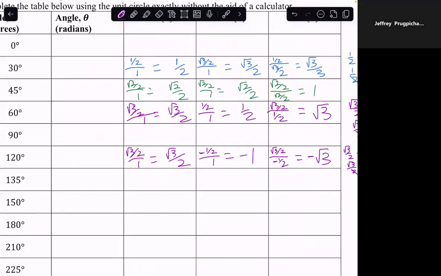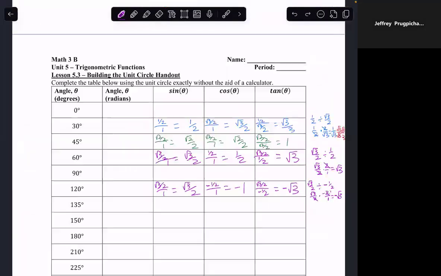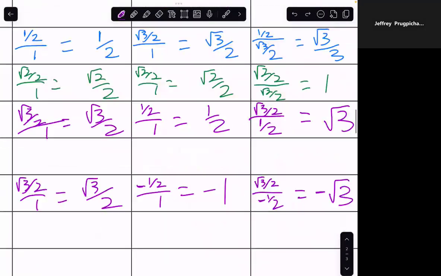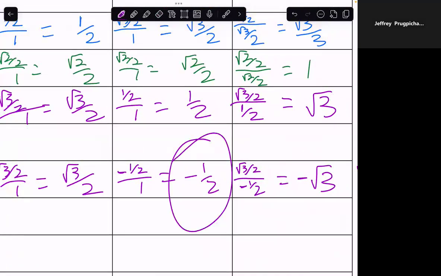Okay, so now we know sine of 120 degrees is radical 3 over 2, cosine of 120 degrees is negative 1, tangent of 120 degrees is negative radical 3. Oh, yeah, sorry, I miswrote that. Thank you. I wrote the wrong number for cosine. It should have been negative 1/2 divided by 1 is still negative 1/2.